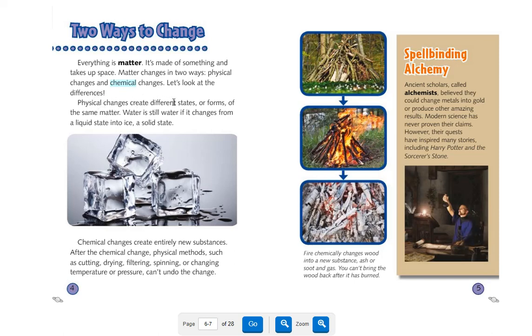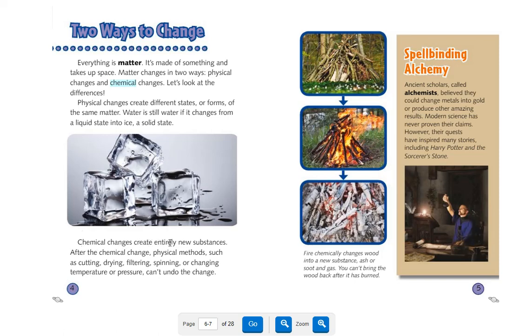Physical changes create different states or forms of the same matter. Water is still water if it changes from a liquid state into ice, which is a solid state. So liquid water, solid ice, and even water vapor. There may be three different phases, solid, liquid, and gas, but they are still water. Those molecules are still water molecules.